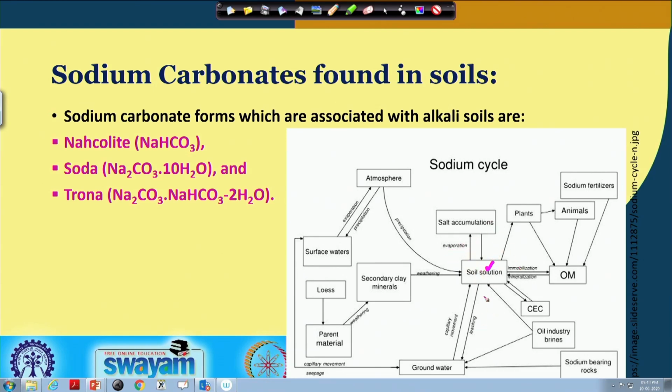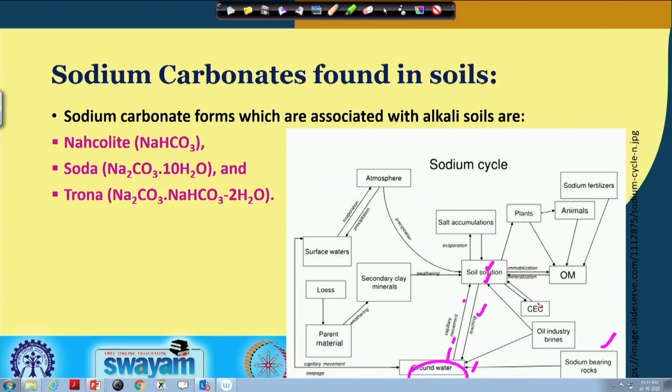The sodium in the soil solution gets easily removed by leaching in the ground and goes ultimately to the groundwater. And when there is a high evaporative demand, the groundwater can show capillary movement, and ultimately the sodium moves to the soil solution. Also, oil industry brine can produce a considerable amount of sodium in the soil solution and groundwater. And sodium-bearing rocks also produce a huge amount of sodium into the groundwater.